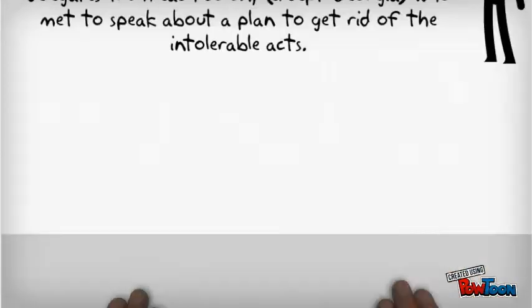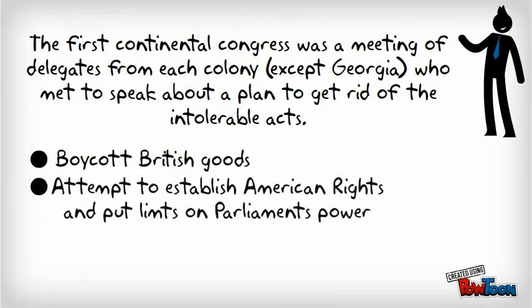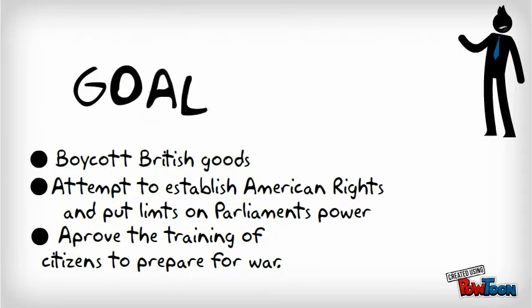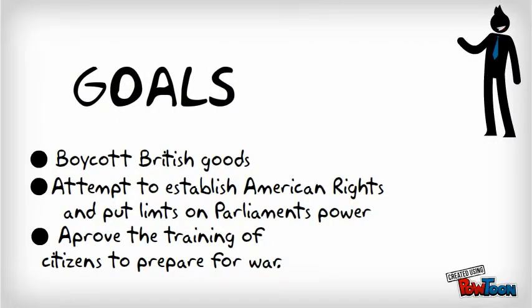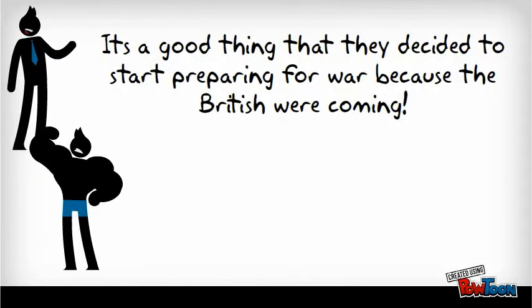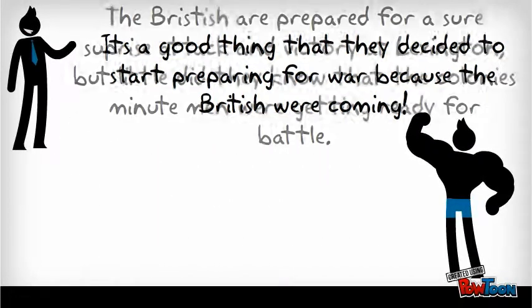The First Continental Congress was a meeting of delegates from each colony, except Georgia, who met to speak about a plan to get rid of the Ottawa Acts. The goals were to boycott British goods, attempt to establish American rights that put limits on Parliament's power, and improve the training of citizens to prepare for war. It's a good thing that they decided to start preparing for war because the British were coming.